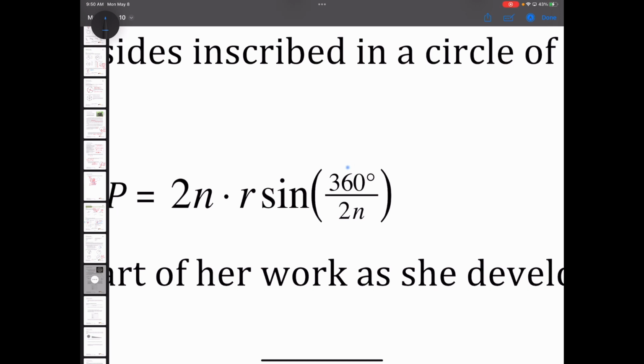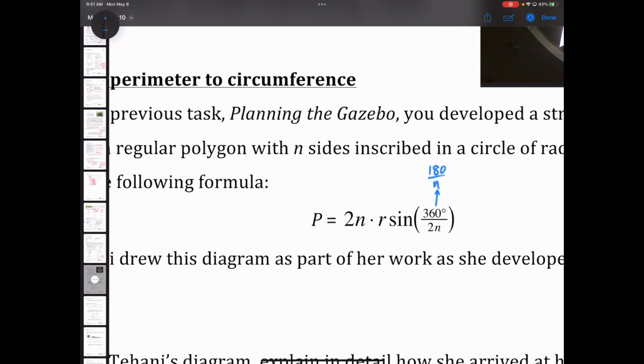So what was ours? You're talking about right here, yeah? In ours it was like 180 over the number of sides. This one's 360 over 2n. Okay, so we reduced it, right? So ours said 180 over n. They're saying the same thing. It's an equivalent statement. We just reduced it a little bit.